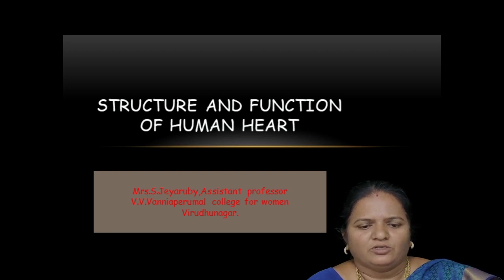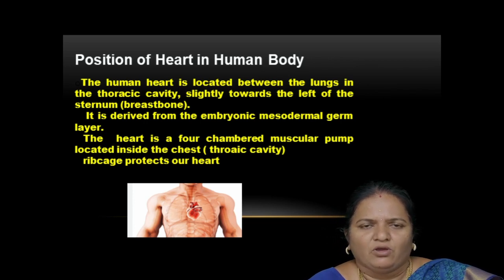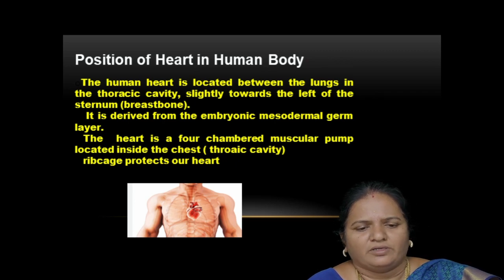Today we are going to deal with the topic of structure and function of the human heart. As we all know, the heart is one of the vital organs in our body and it is the head of the circulatory system. We all know that our body is made up of cells, cells together form tissues, tissues together form organs, and organs together form organ systems. One of the major systems is the circulatory system, comprising the heart and blood vessels. Today we are going to deal with the anatomy and functions of the heart.